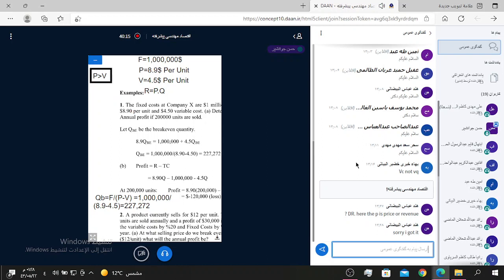Okay. Now find Q_B. Or you can type revenues equal to TC and find it. Profit is R minus TC.